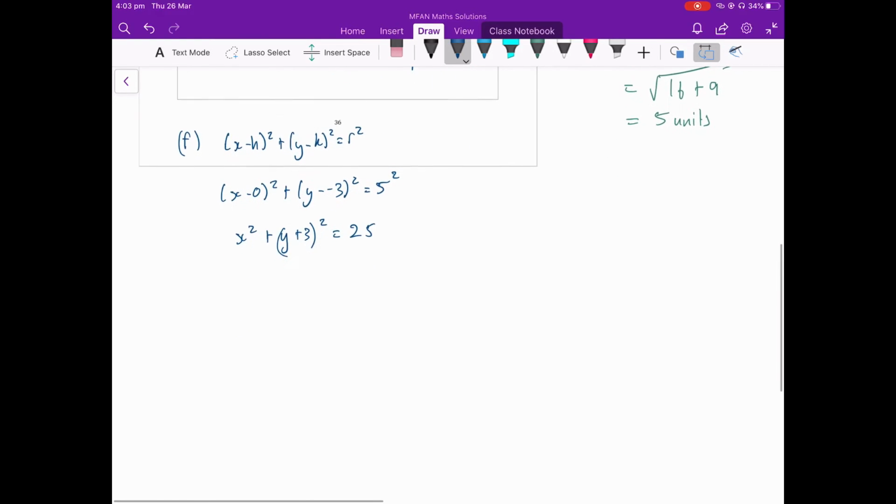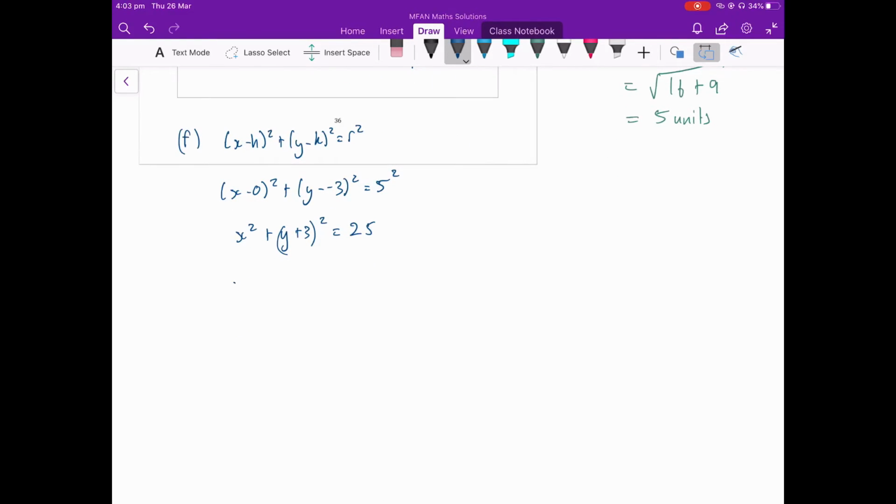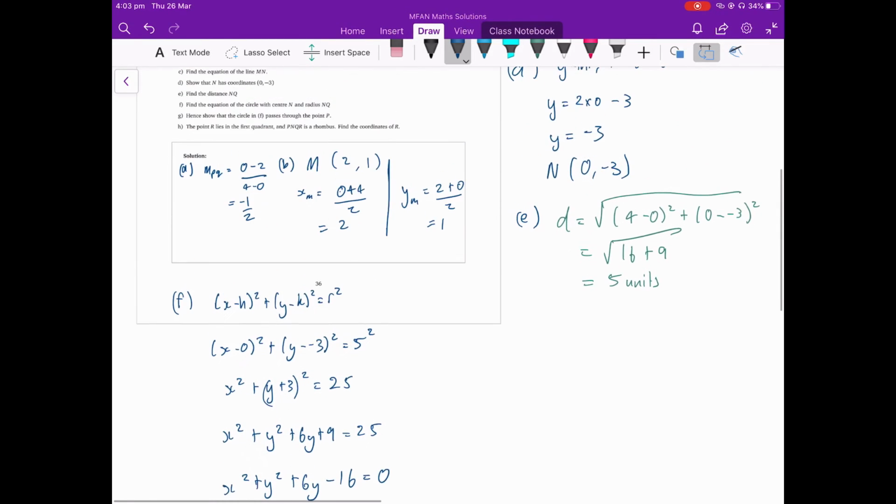Now, we could leave it like that, but we probably should expand it. So we get x squared plus y squared plus 6y plus 9 is equal to 25. Take the 25 over, so we'll get x squared plus y squared plus 6y minus 16 is equal to 0. All right, fantastic. So that's question F.